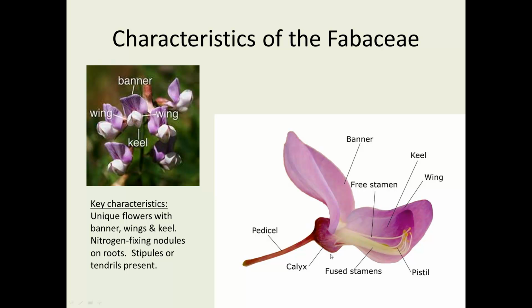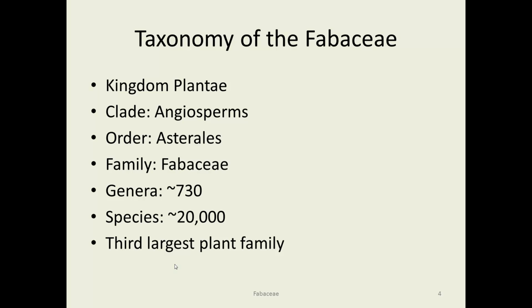The calyx, 5 fused sepals. Inside is a unique organization of some fused stamens and free stamens, the fused ones surrounding the pistil. So if you see flowers looking like this, you can be pretty sure you have a legume. Additionally, if you see the roots, you can see those nodules for nitrogen fixation.